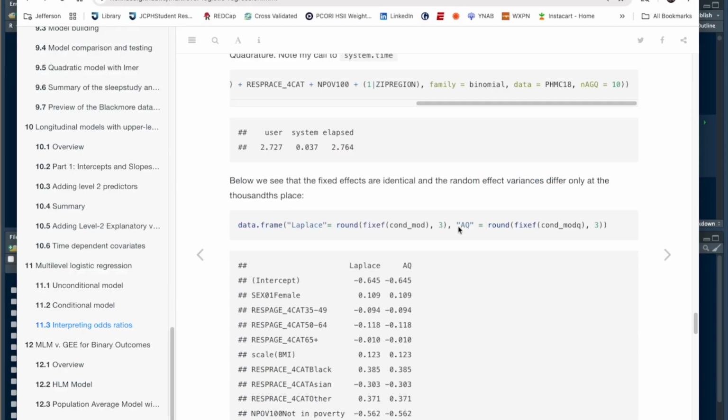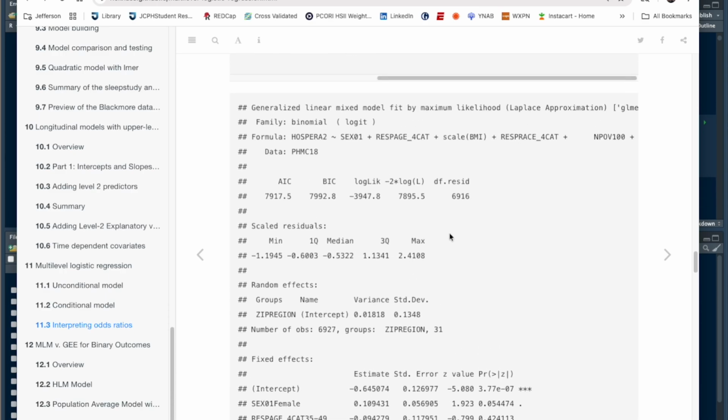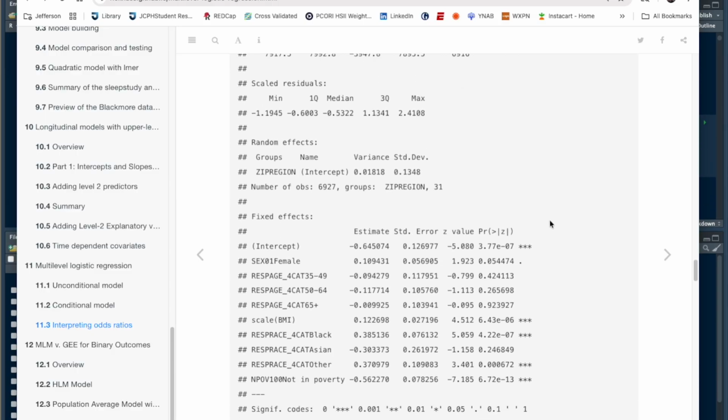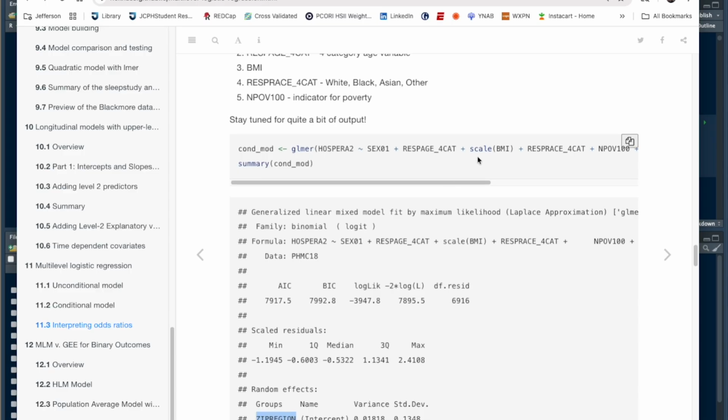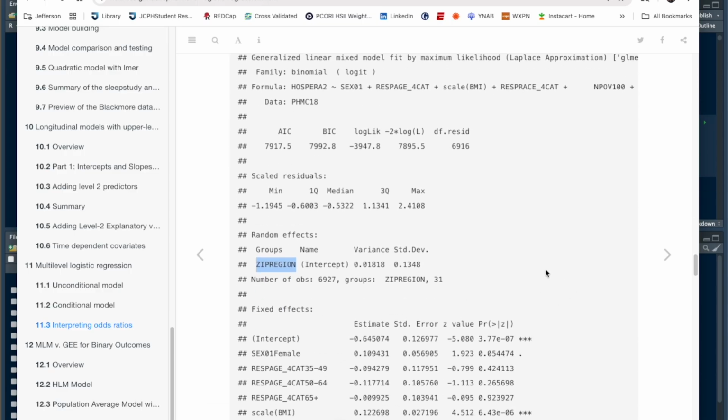So this is just a way to say that there are a few subtle differences between fitting a model with glmer versus lmer, but you'll get outputs that are very, very similar to glm output. And then you'll only see the random effects for the clustering variables that you put into the model. You won't see the residual variance anymore.